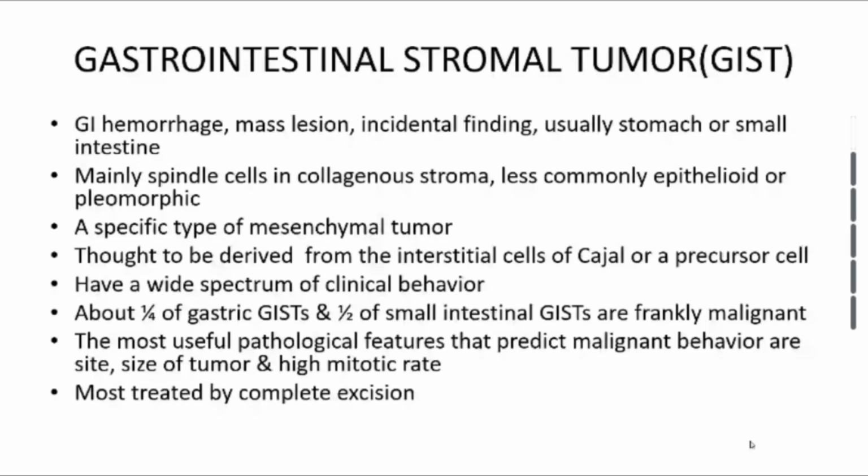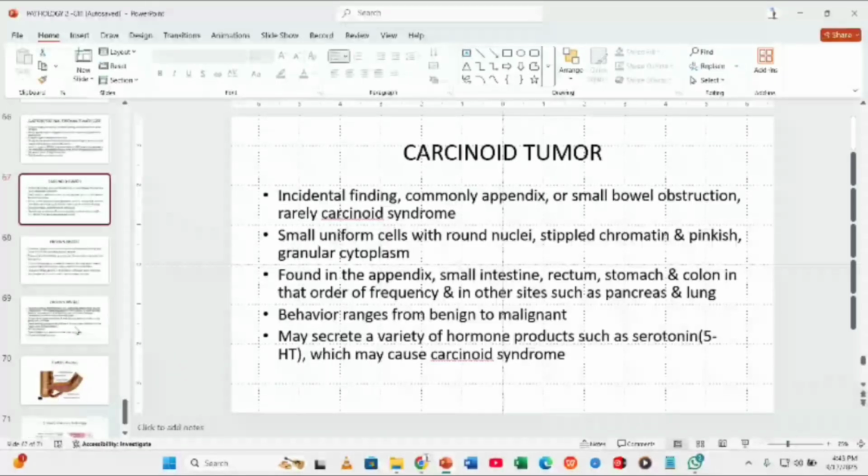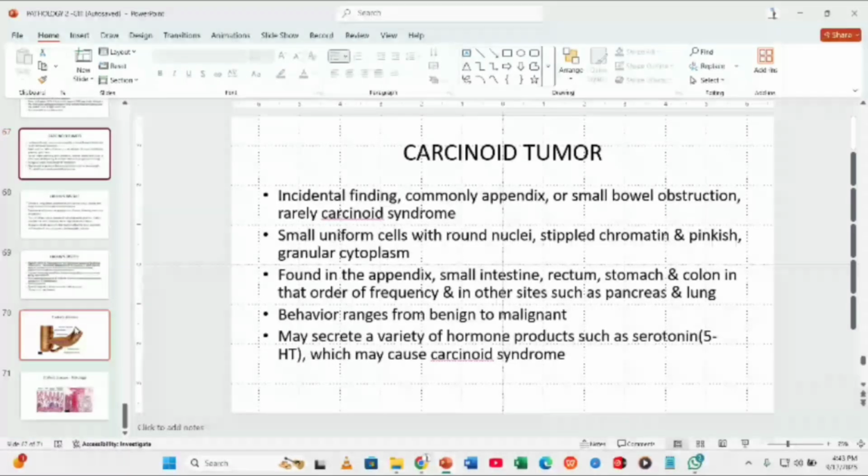Then carcinoid tumor. Most of the time it's an incidental finding. Incidental basically means you are looking for something else, or some patient was presenting with what you thought could be something else, only to find this. And mostly, as I alluded to earlier, it's common in the appendix. So when you do an appendicectomy, you look at it, and you do histology, you find there is a carcinoid tumor.